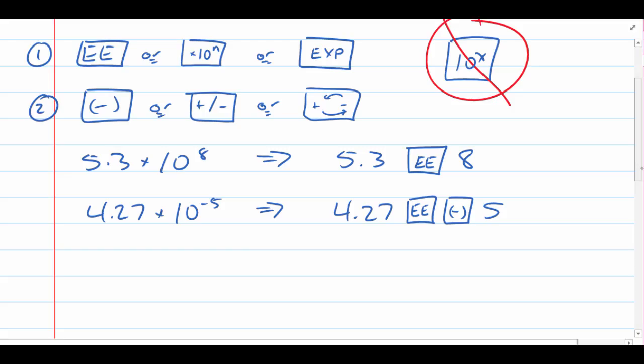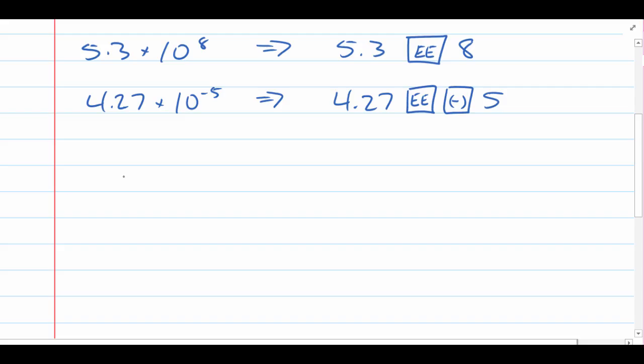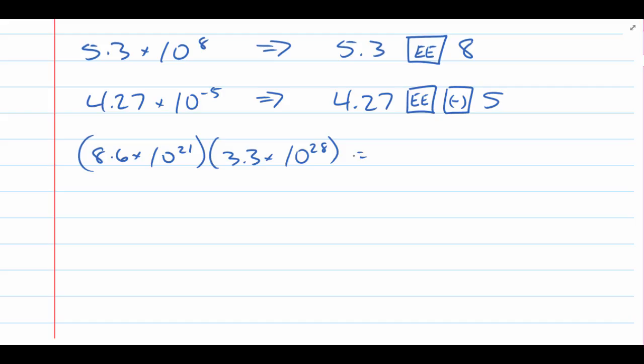So we then would like to go to a problem like this. If we had something like 8.6 times 10 to the 21st, put that in parentheses, and 3.3 times 10 to the 28th. First of all, if we put two quantities in parentheses like this and no operator between them, which operation should we be doing here? Multiplication. So let's go ahead and multiply these together. Now that you know how to enter these into your calculator, let's multiply these together and see what you come up with.